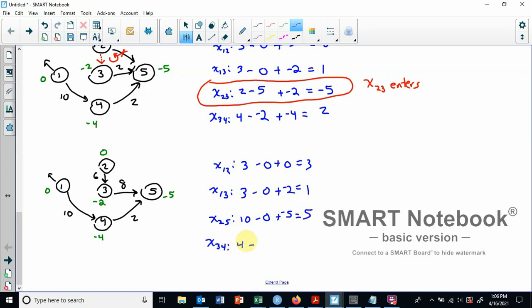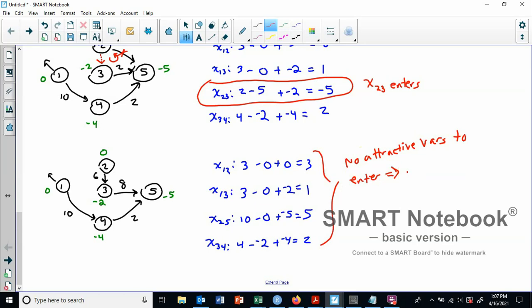And finally 3 to 4. Maybe we're optimal. Let's check. 4 minus the dual tail, so minus a -2, plus the dual head, and that will equal +2. So no attractive. So we are finally optimal. No attractive variables to enter.